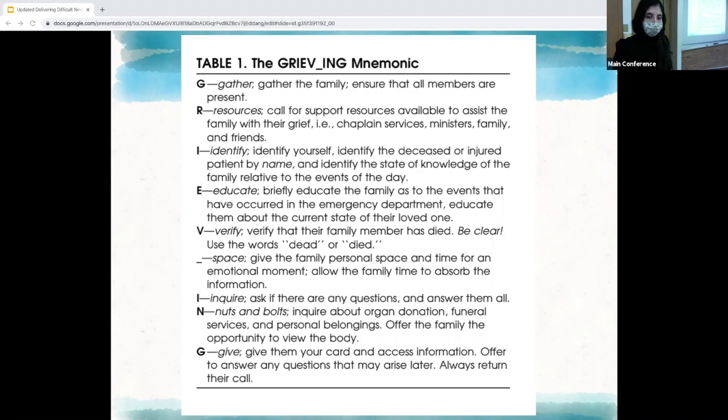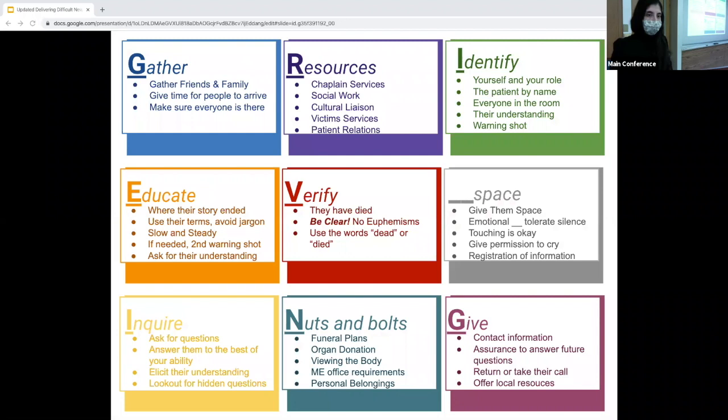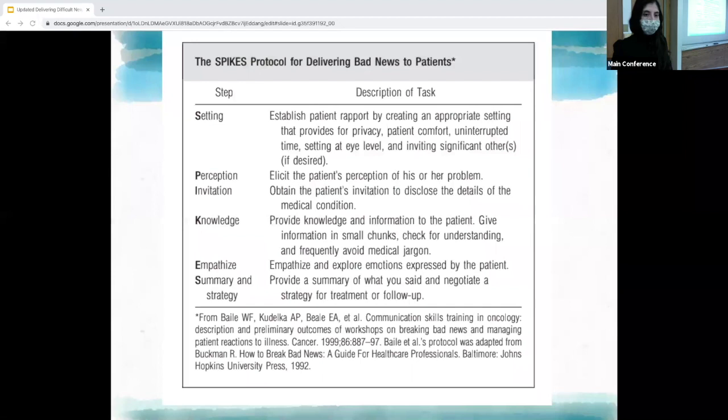As you saw last night, Noah adapted this into a color version, which you can also look at. SPIKES was developed out of the oncology literature, and it was studied as best used for delivering difficult news to a patient, basically a terminal diagnosis. So it wasn't necessarily studied for death notification.